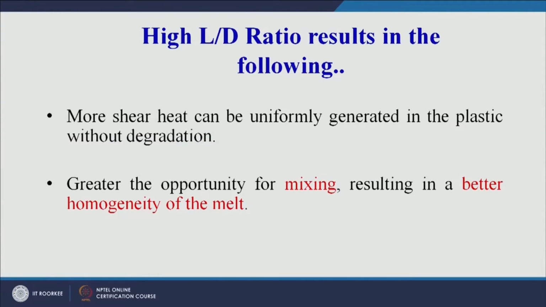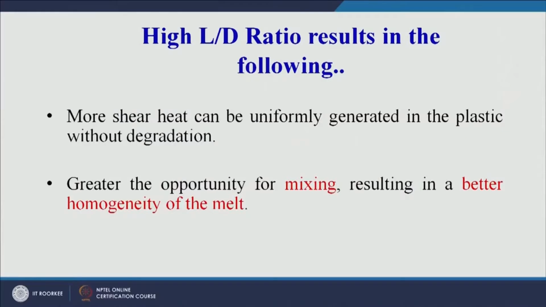More shear heat can be uniformly generated in the plastic without degradation. So if we have an L by D ratio of 24:1, the length being 24 times that of the diameter, more shear heat can be uniformly generated. Greater the opportunity for mixing, resulting in a better homogeneity of the melt.